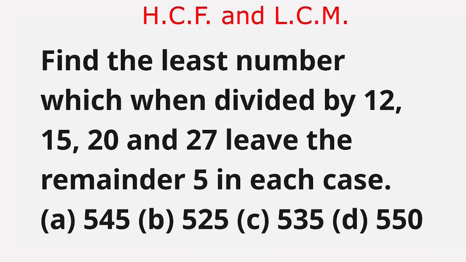Our question is, find the least number which when divided by 12, 15, 20 and 27 leaves the remainder 5 in each case. The given options are option A, 545, option B, 525, option C, 535, option D, 550.